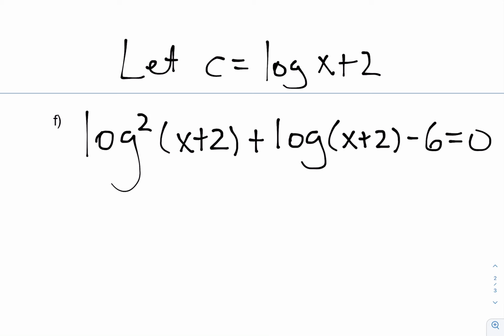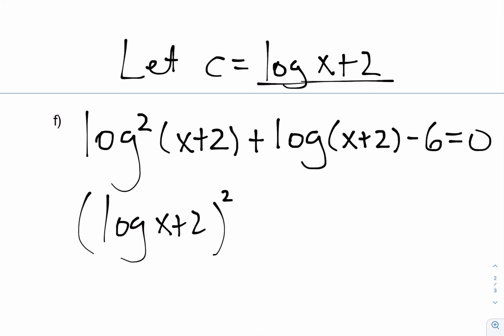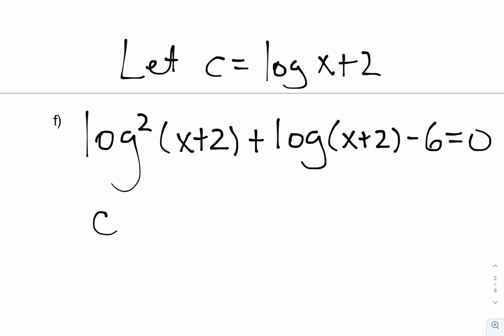Well, that simplifies that a lot, because this notation here, log squared, really just means the log of x plus 2 all squared. If the log of x plus 2 is equal to C, and we're squaring the log of x plus 2, we can just write this as C squared. So C squared, and then plus the log of x plus 2, so just plus C, and then we have minus 6, that's kind of independent of the log, equals 0.